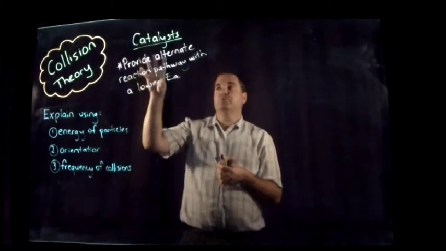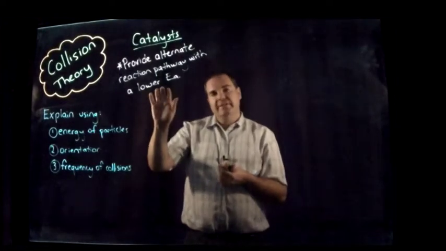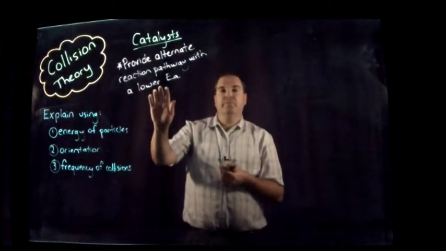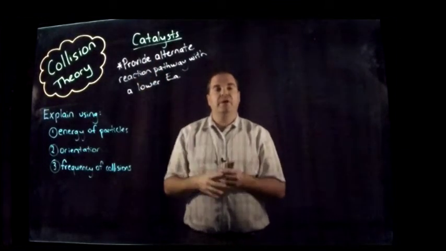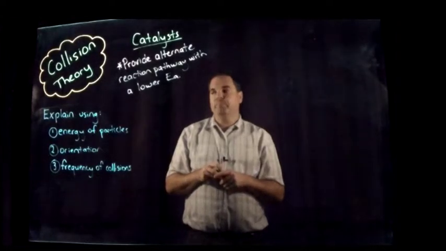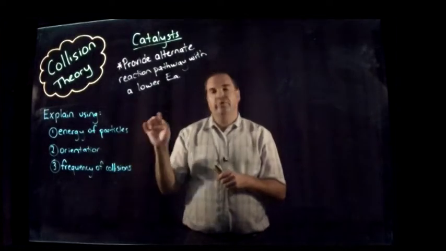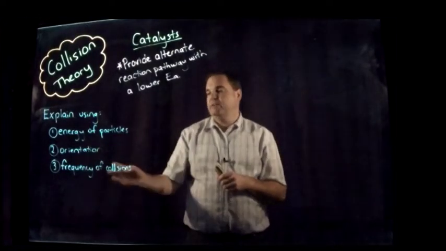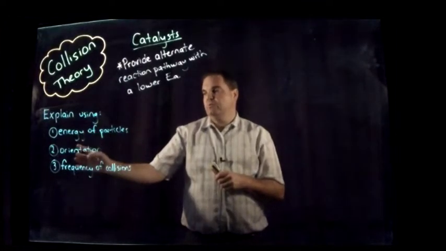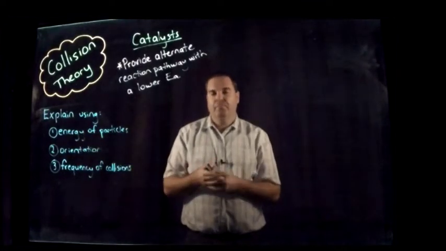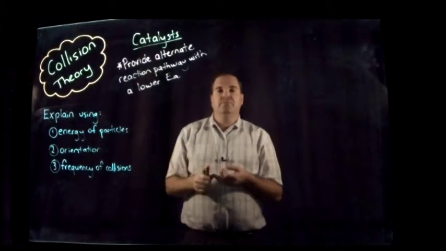So catalysts provide an alternative reaction pathway with a lower activation energy. Not only do they impact the activation energy by lowering it, but this alternate reaction pathway normally involves lining the particles up with the correct orientation as well. So we're going to be hitting the energy of particles and the orientation of the particles here. We're not going to be impacting upon the frequency of collisions, but we will be impacting upon the energy of the particles and the orientation. I'll explain that. So let's start off by talking about providing an alternative reaction pathway.